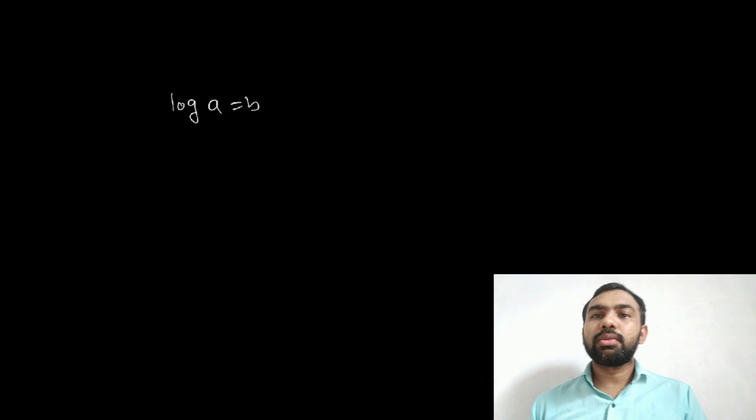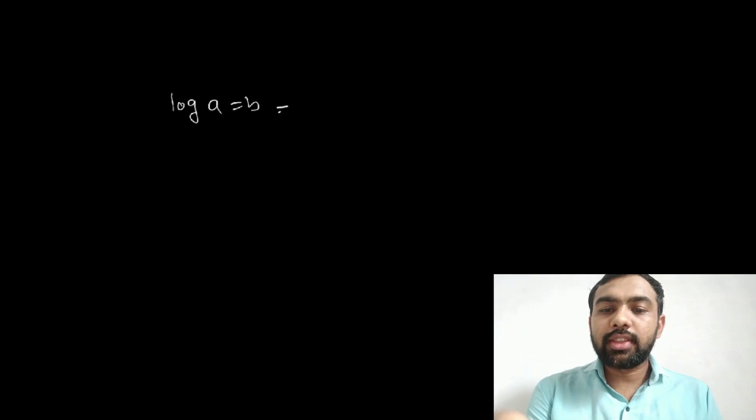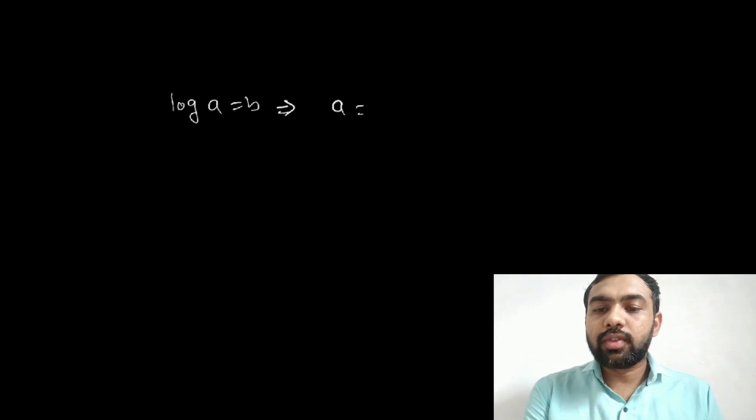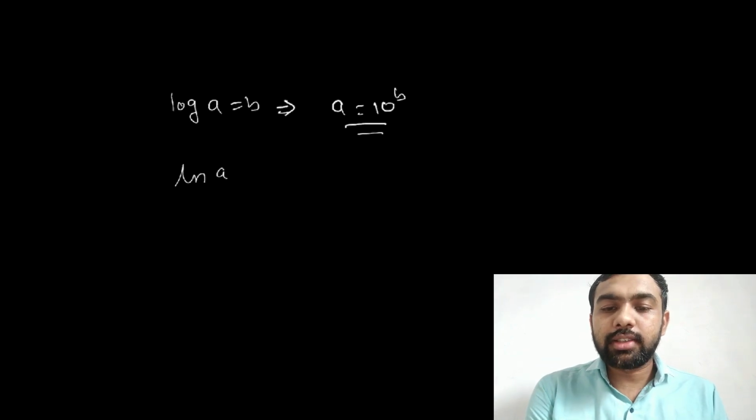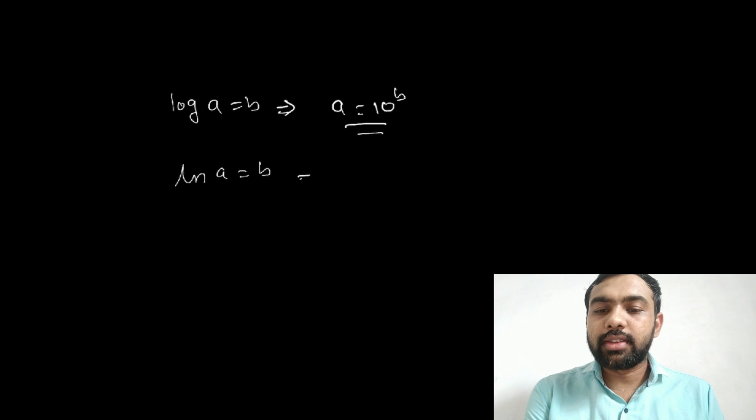Suppose this type of case is given: log a is equal to b. Then it is also written in this way: a is equal to 10 raised to b. And if ln a is equal to b is given, it means you write a is equal to e raised to b.